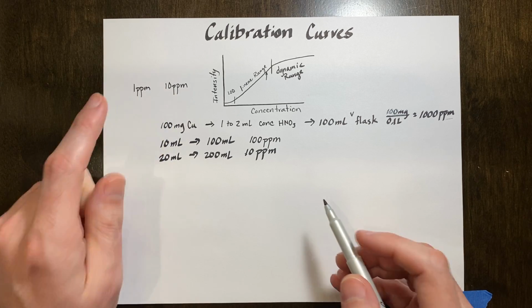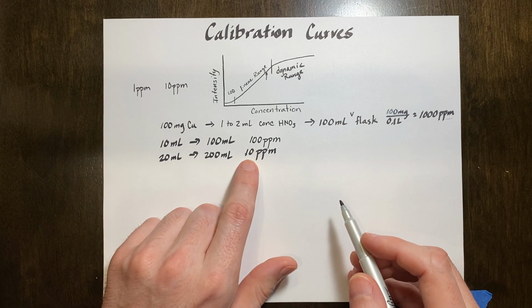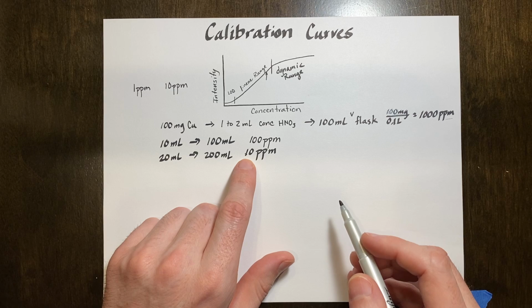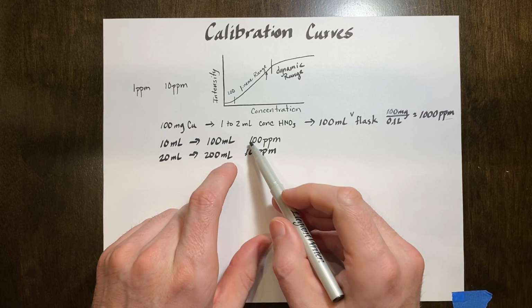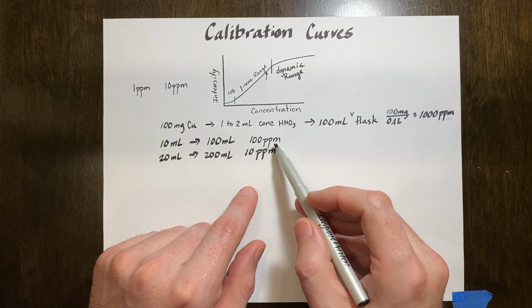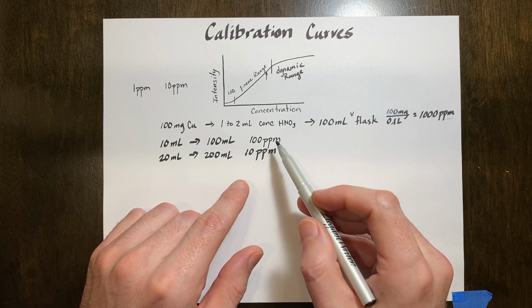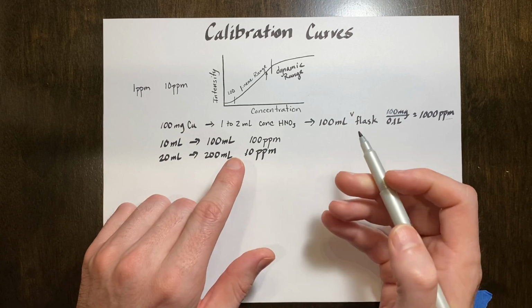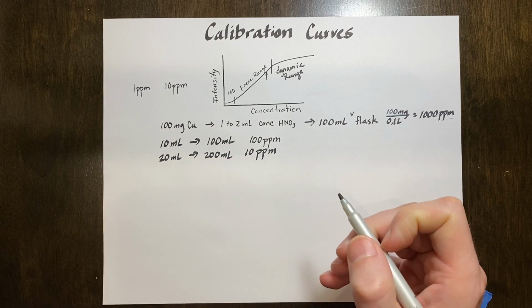And so one of the ways to do that is to make a large amount of a stock solution. So I have a stock solution that's 100 parts per million that I could dilute from, and I have a solution that's 10 parts per million that I could dilute from.